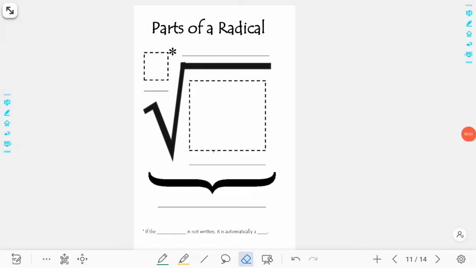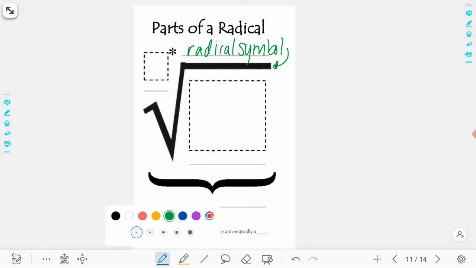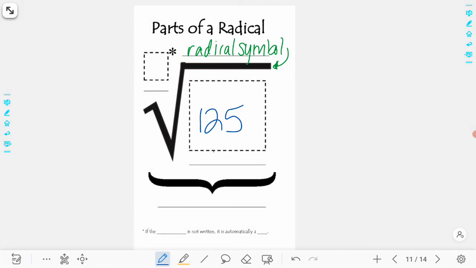Okay, guys, you already know that a radical symbol is this black symbol that we have right here. Okay, and then if I were to place a 125 right here under the radical, we would call this our radicand. And then finally, if there's a number placed right out here, so let's make a 3 right here, this will be called our index.